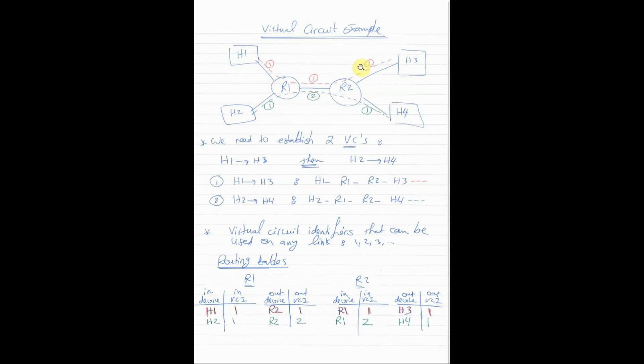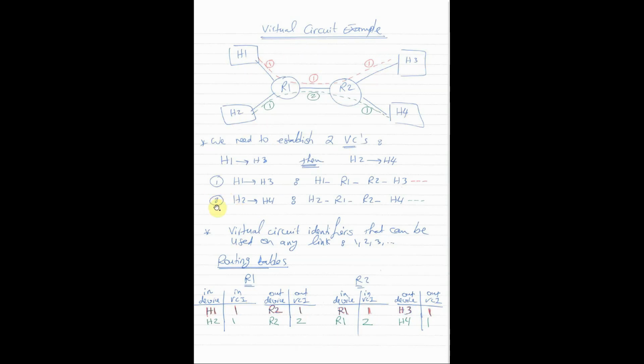Okay, let's look at router 2 according to the red connection. What's the incoming device? R1. What's the outgoing device? Host 3. What's the incoming VCI? 1. What's the outgoing VCI? Also 1. So incoming VCI is 1, outgoing VCI is 1. Now, assume that this entry still exists because this virtual circuit is still being used. So host 1 is still injecting packets that need to go to host 3. But at some point, while this connection still exists, host 2 wants to establish a new connection with host 4.